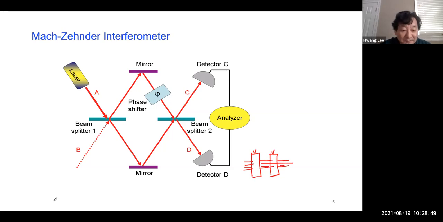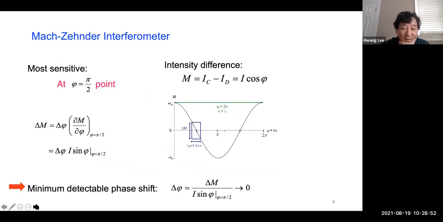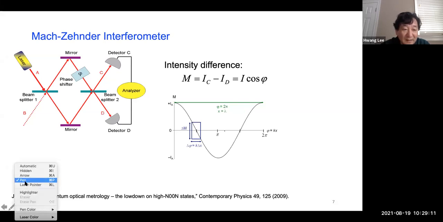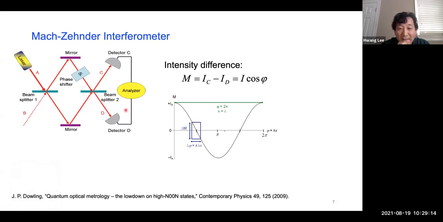So this is the Mach-Zehnder interferometer. What do we get at the output? The output is measuring intensity difference. So here is the intensity from this output and the intensity from that output, and the difference. The difference is a function of this phi, and it becomes cosine phi. So the input intensity multiplied by cosine phi is the signal, you see.